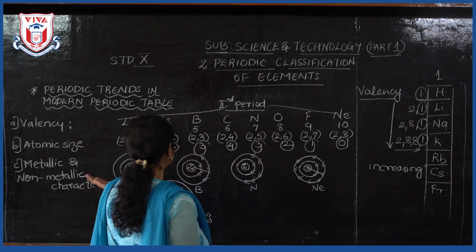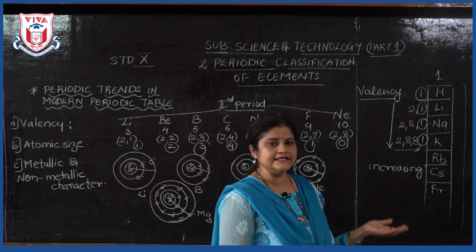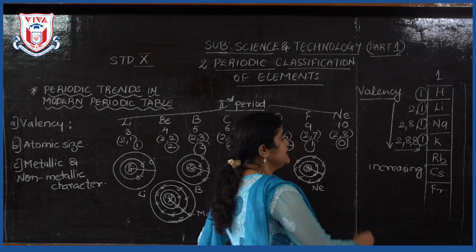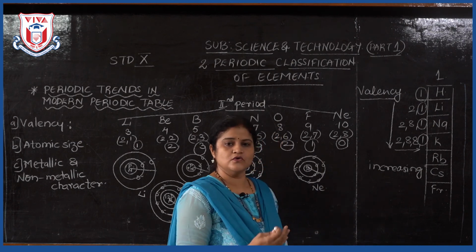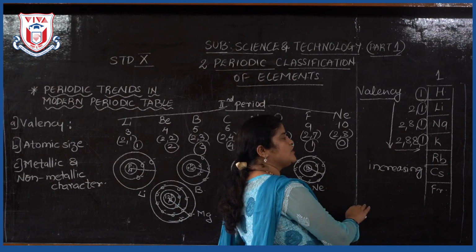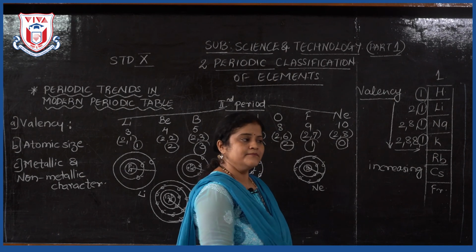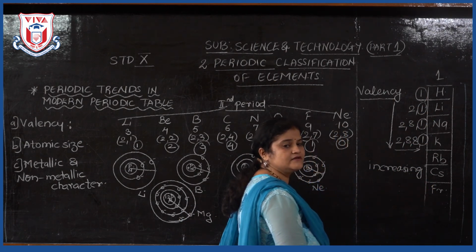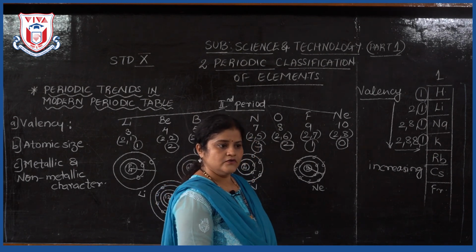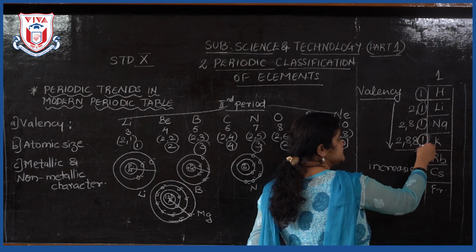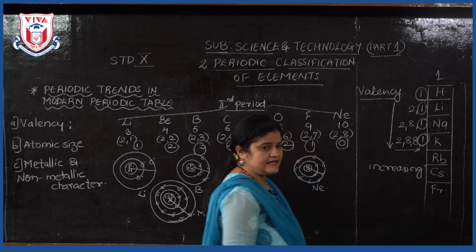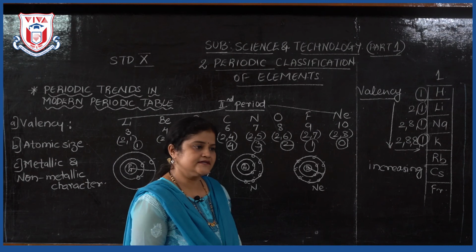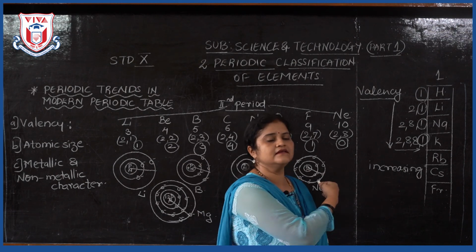Now coming to the last subtopic, that is metallic and non-metallic character in a group. In a period, metallic character goes on decreasing, but exactly the opposite happens in a group. Metallic character goes on increasing and non-metallic character goes on decreasing. Okay, so according to this, we can understand the valency, the atomic size, as well as the metallic and non-metallic character in a group as well as in a period.